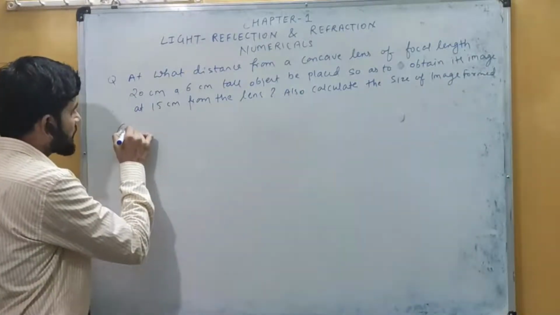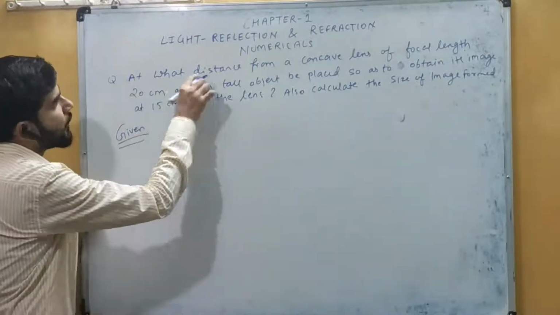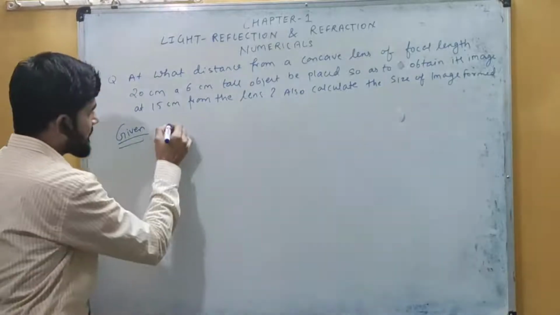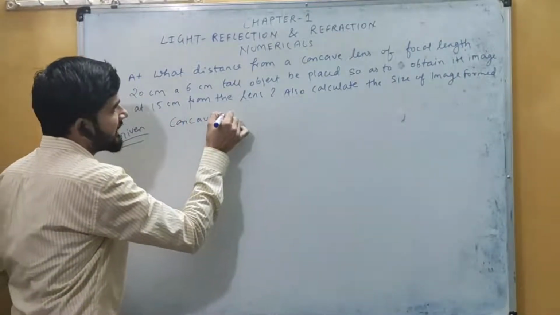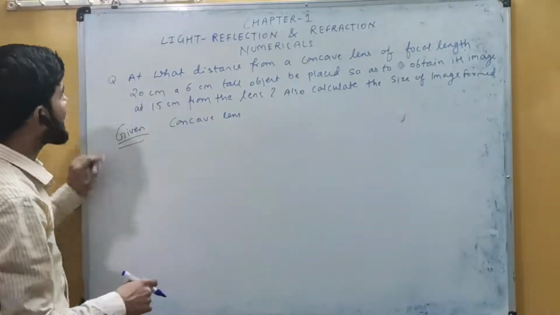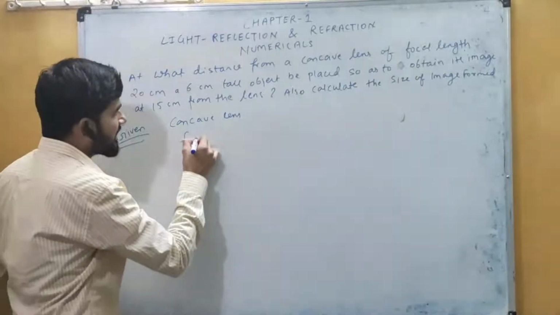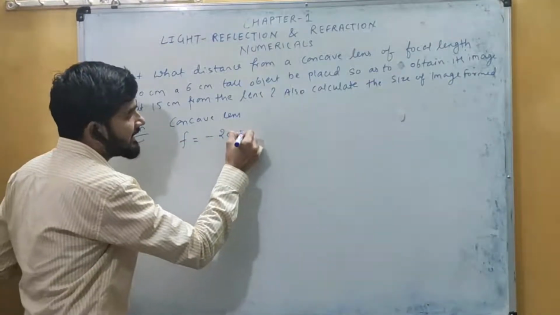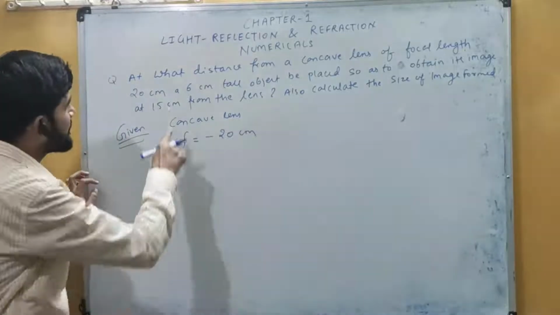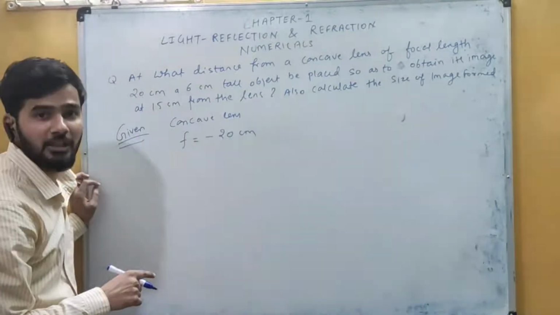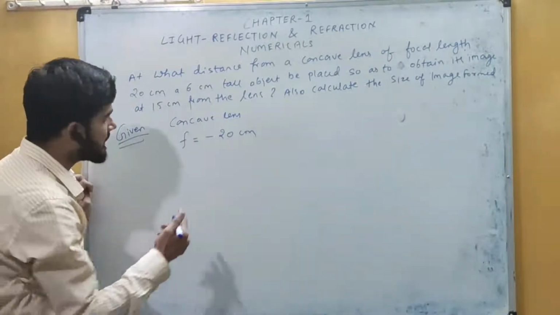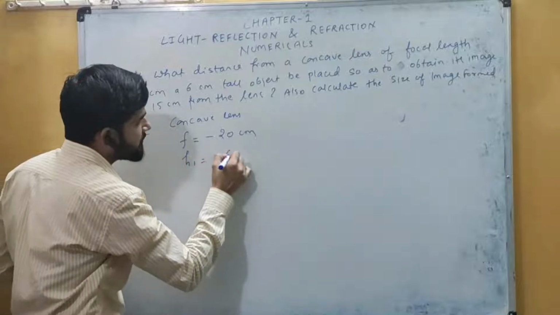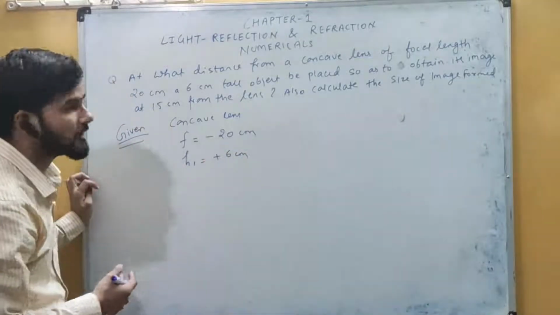The first thing that you should write is the given data. At what distance from a concave lens? First of all, we can write what kind of lens we have, that is concave lens of focal length 20 centimeter. मतलब focal length कितना है? 20 centimeter, but it is concave, so it will be minus 20 centimeter. It will be negative. A 6 centimeter tall object, height is 6 centimeter. So I can write h1 is equal to plus 6 centimeter. Object height is always positive.